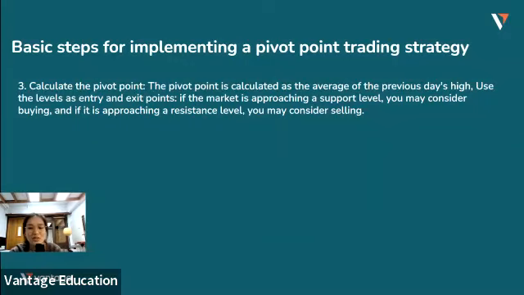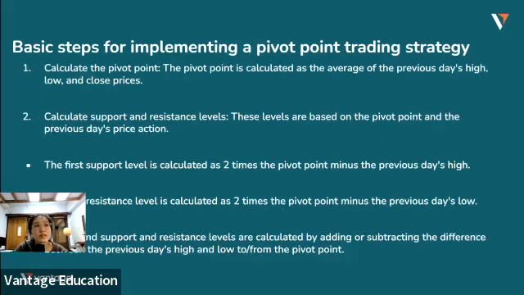So lastly, we want to use the levels that we've calculated in the previous slide. So let me just go back. From the levels that we've calculated in step 2, the third step would then be to use these levels as entry and exit points. Once the support and resistance levels are calculated, you can use them as your entry, your stop loss, or your take profit levels. For example, if the market is approaching a support level, you may consider buying. And if it is approaching a resistance level, you can then consider selling.